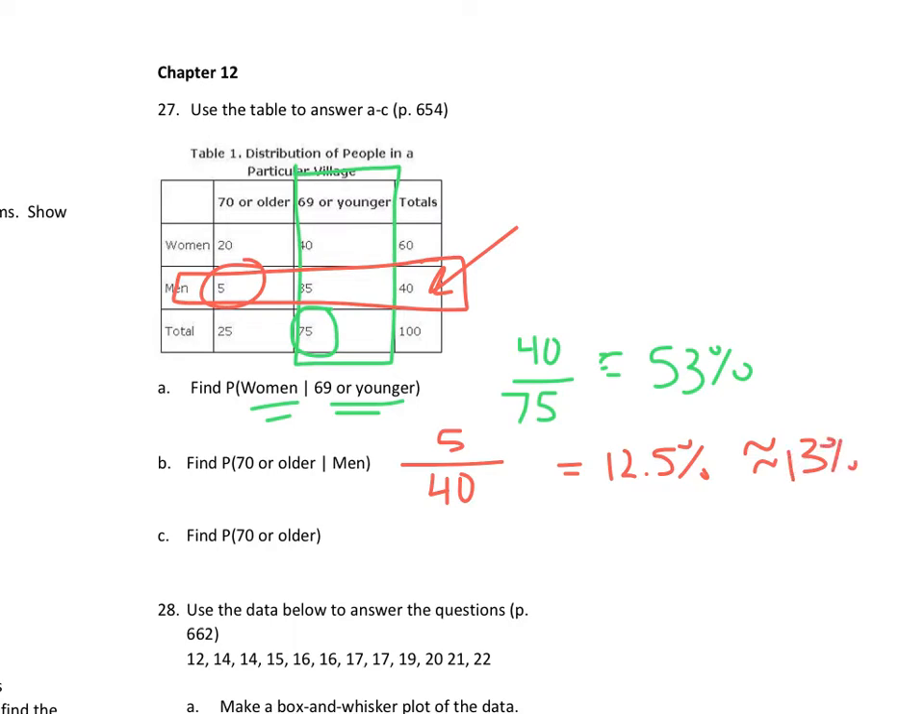And then C is just find the probability somebody in the village is 70 or older. So you want to look at the total number, which is 100 people. How many people are 70 or older? That's 25. So that's 25%.